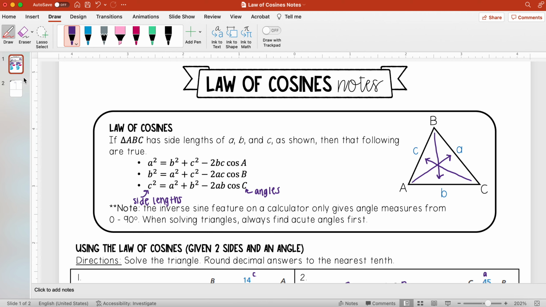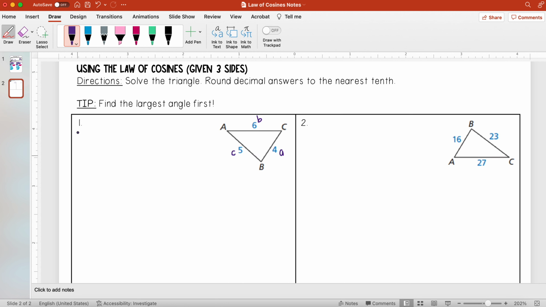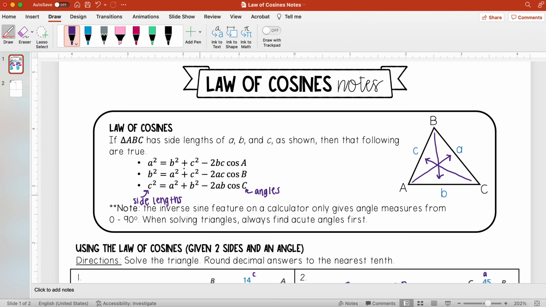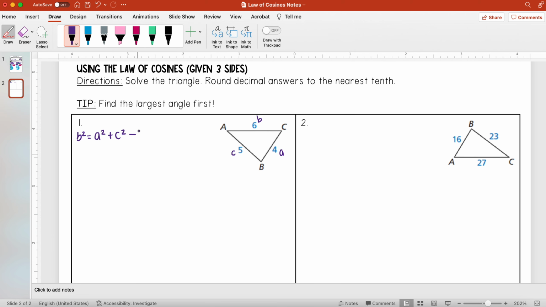And so I'm going to have B squared is equal to A squared plus C squared minus 2AC cosine of B. Now I'm going to plug in all the information I have. So B is 6, so I have 6 squared is equal to A squared, which is 4, plus C squared, which is 5, minus 2AC, so 2 times 4 times 5, cosine of B.